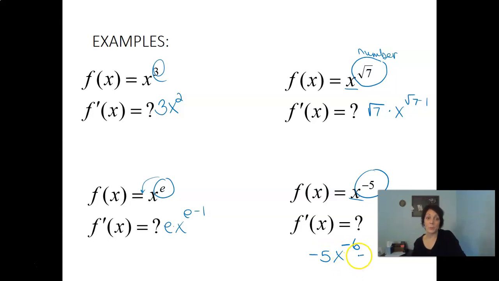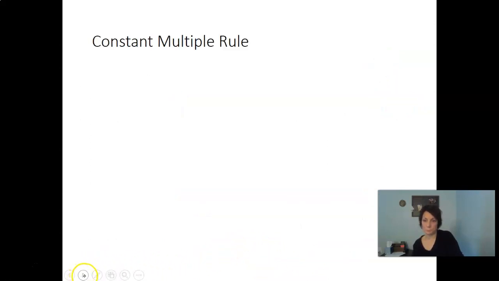Okay, that can be rewritten if you so choose as negative 5 over x to the 6th. If you so choose. Now, you may not choose, and if it's open-ended, I probably wouldn't choose. But if you're about to do something with this, you're going to need to simplify it probably, or if it's multiple choice, they're probably going to simplify it. So just be aware of those negative exponents and what you can do with them.